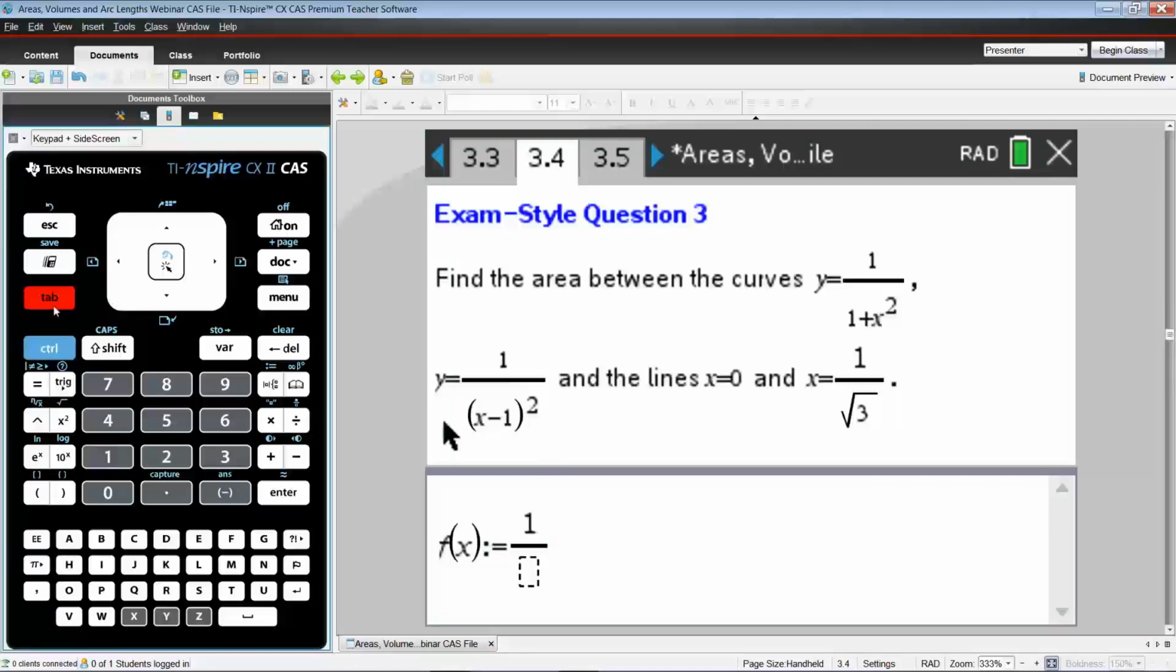So 1 over, and then bracket x minus 1, and then squared. Enter, and now let's define g of x. So I've got g here, bracket x, and let's now define that.